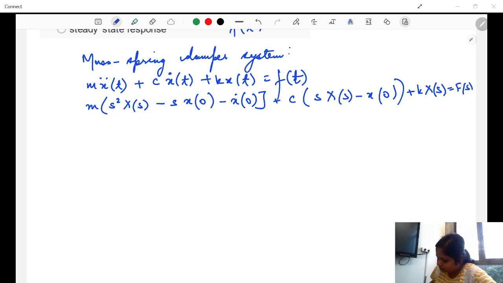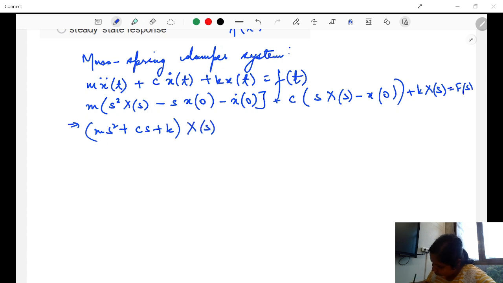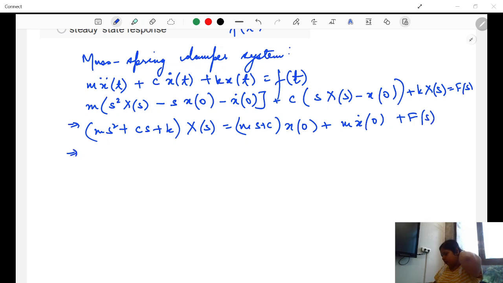Now after this, we will try to separate out the X(s) term. So it would be (ms squared plus cs plus k) into X(s) is equal to (ms plus c) into x(0) plus m x dot(0) from here, and then plus F(s). So what we try to do is find out the relation between output and input. Output here is X(s), because x(t) was the displacement that we wanted to find out as our output, and input is our F(s).